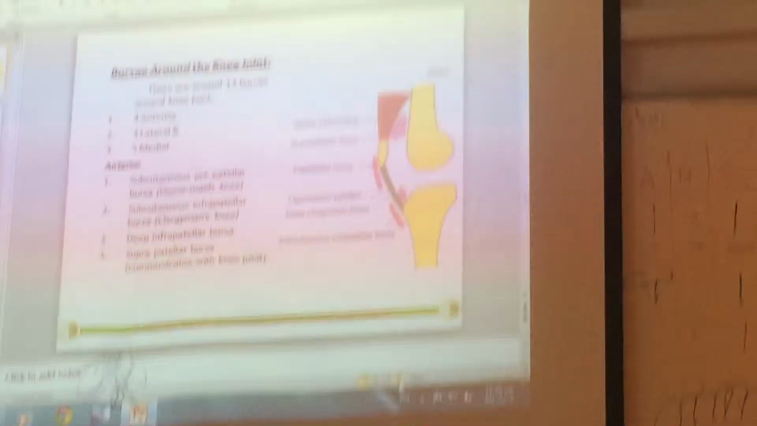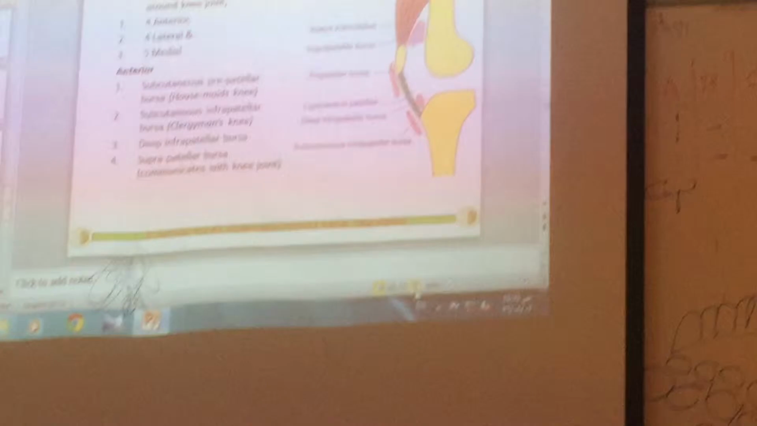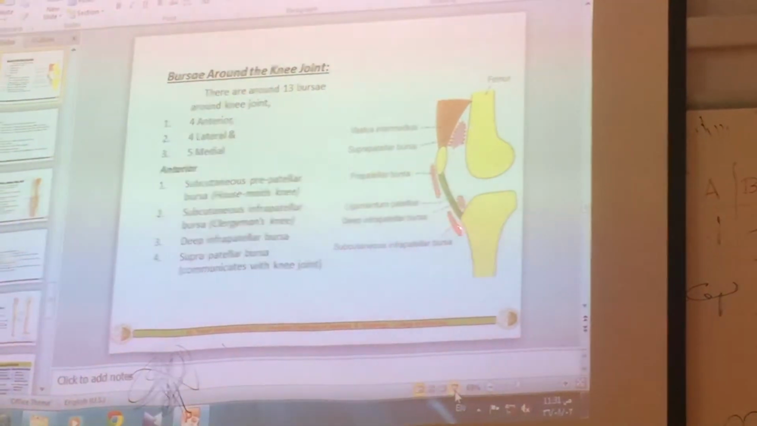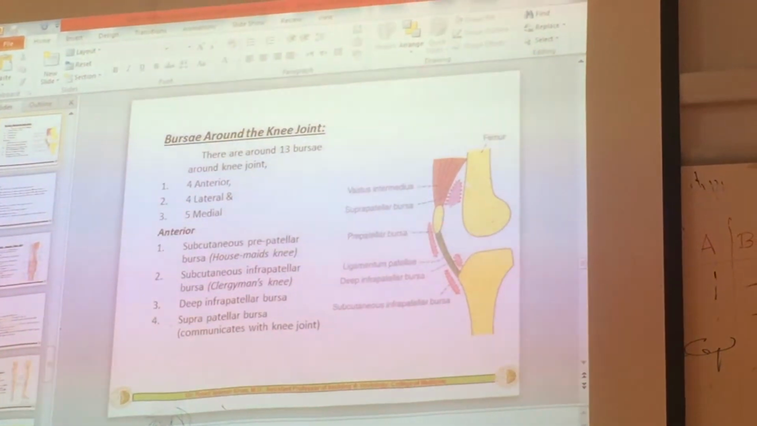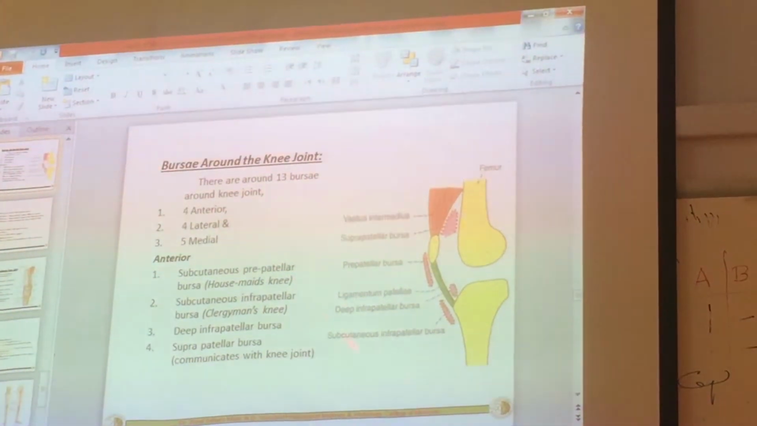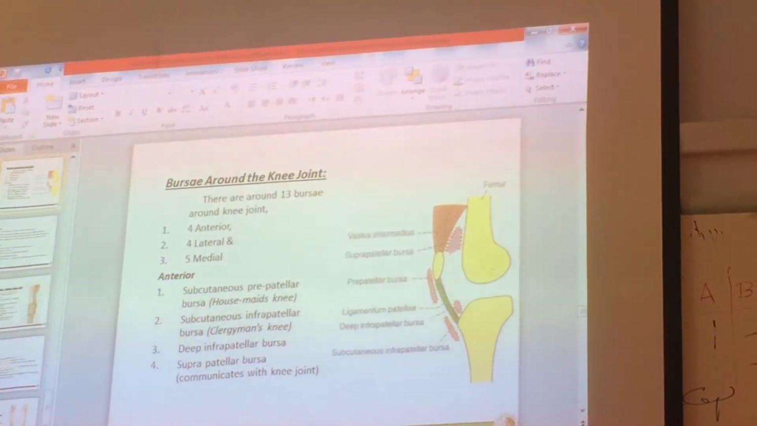Okay. The third is the deep infrapatellar bursa. If you can see here, this is the subcutaneous, and there is a deep one. This is called the deep infrapatellar bursa. Okay. This rarely gets infected, but it is also a bursa around the knee joint.